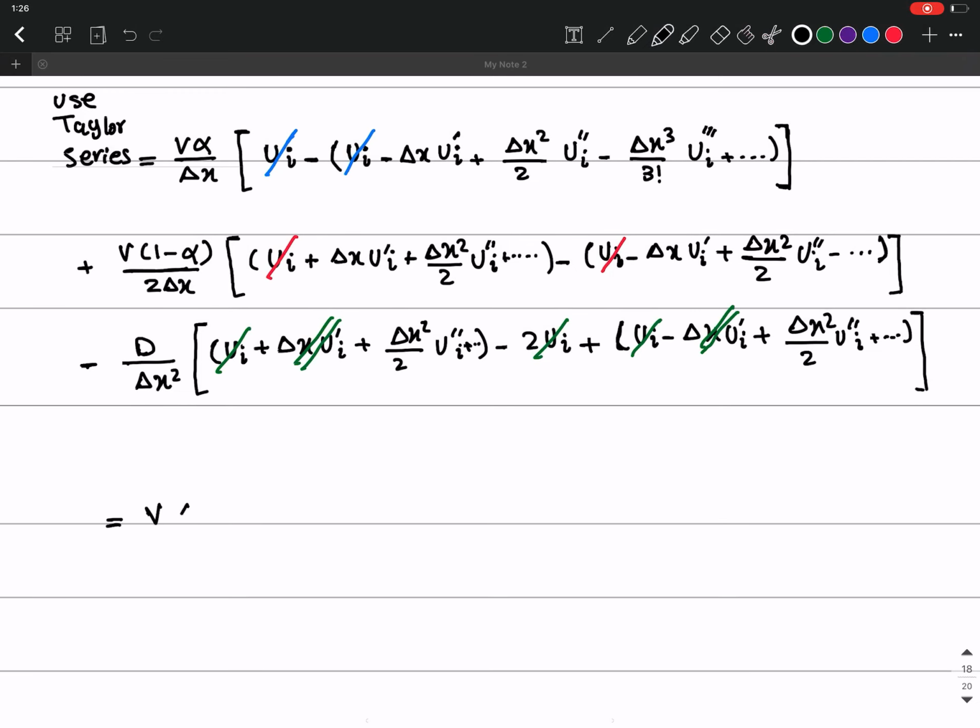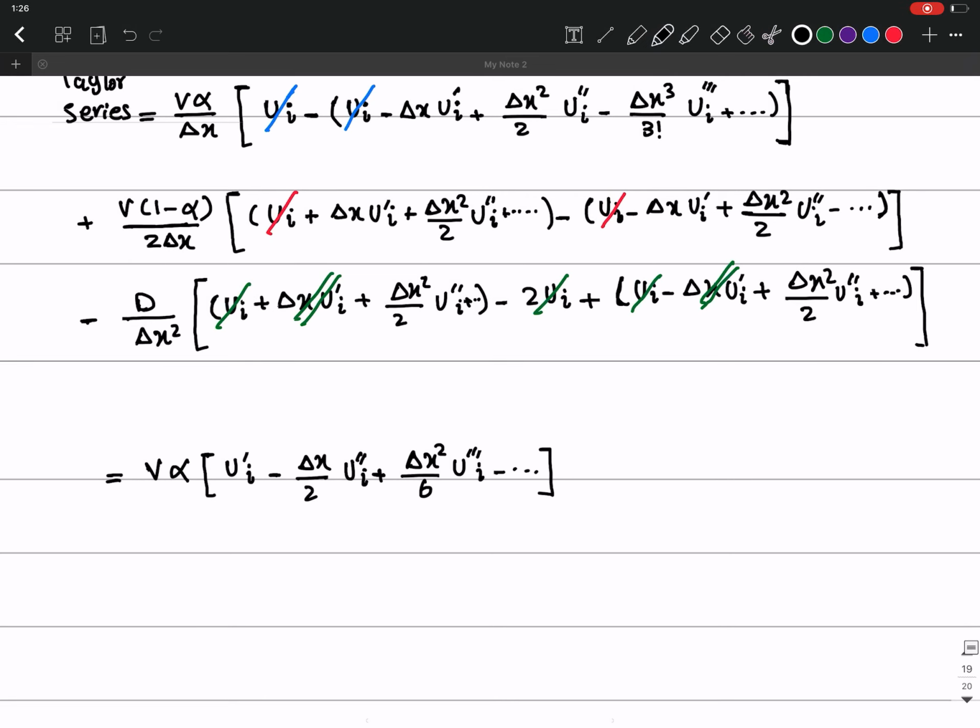And so I'm left with this equation, a simpler form, which I'm going to write it here. I'm going to get V alpha for the first one. And then I'm going to bring the delta x inside. So I'm going to just put it here. So V alpha times u prime i minus delta x over 2 u double prime i plus delta x squared over 3 factorial or 6 u triple prime i minus other terms, right?